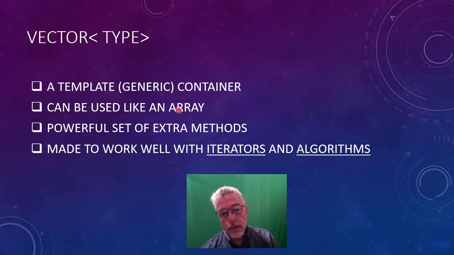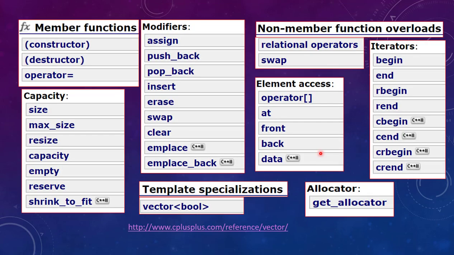Except it has a powerful set of extra methods to increase it, shrink it, ask it how large it is, etc. And it works well with iterators and algorithms and functors and tuples and things. The vector has many member functions: to build it, to destroy it, the assignment operator, you can ask about its size, you can modify its contents, you can directly access elements, you can use the standard array operator, or you could use, say, at or data. And you can see there's some extensions.